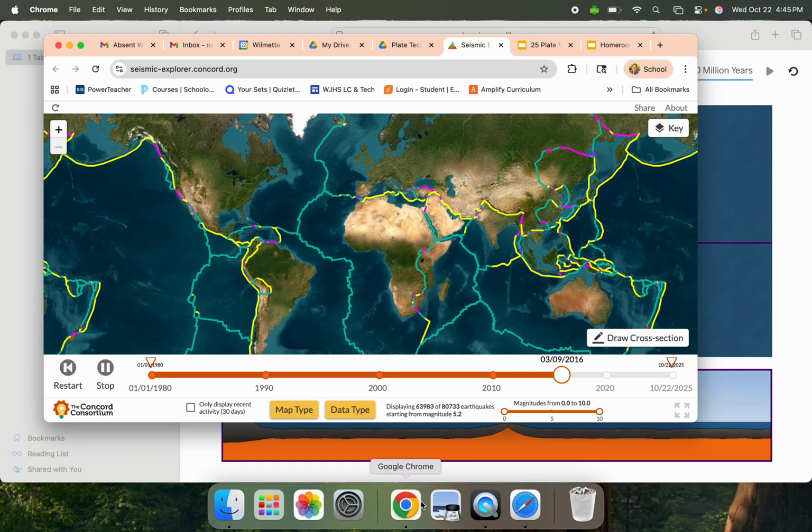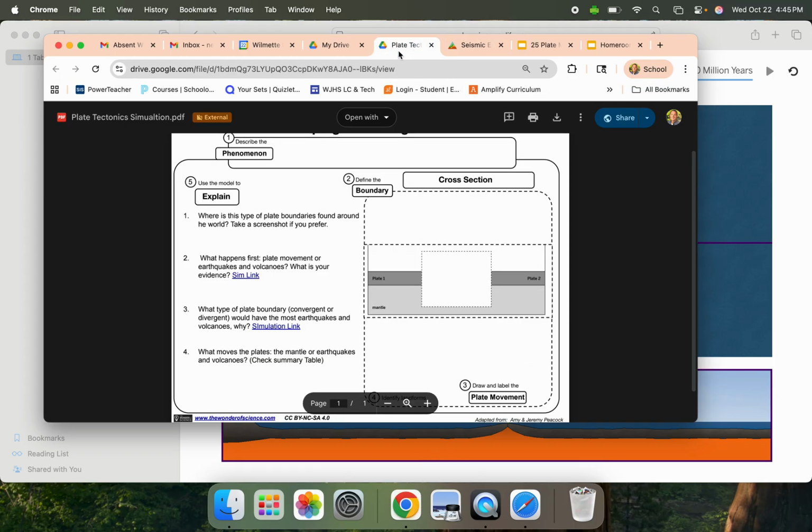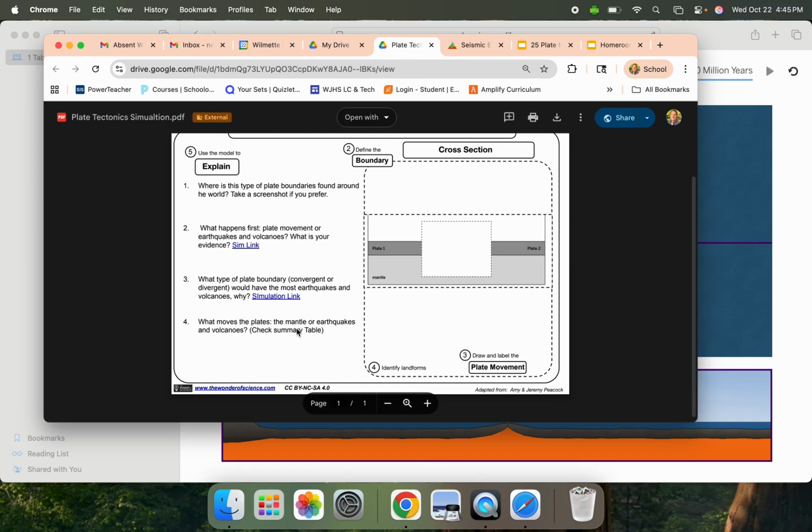And then finally, for our last question, what moves first? What moves the Earth's plates? Is it the mantle, the inner Earth, or is it earthquakes and volcanoes that move the plates? I would check our summary table, especially our heating inner Earth entry. That'll help you there.